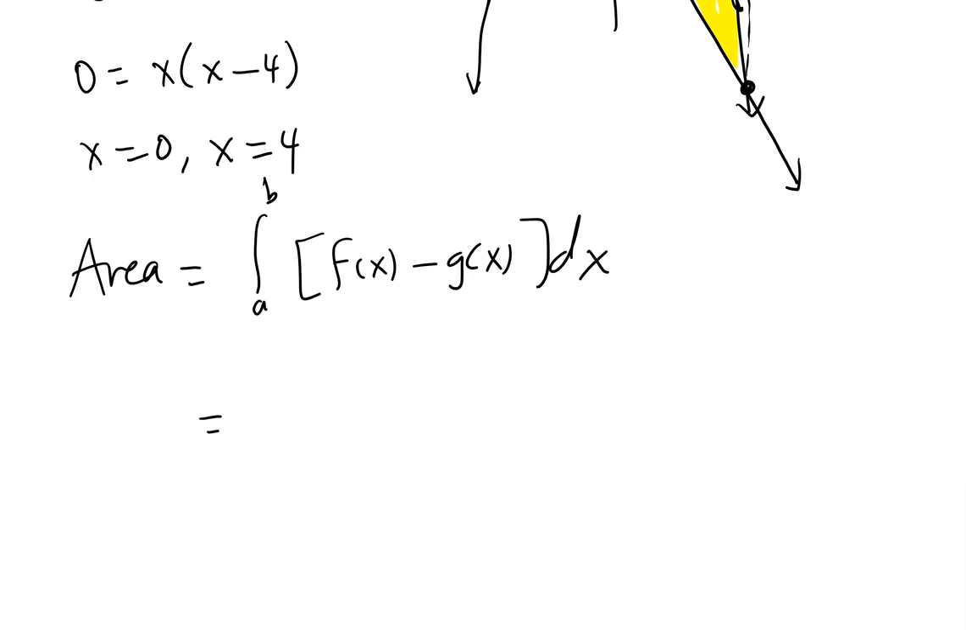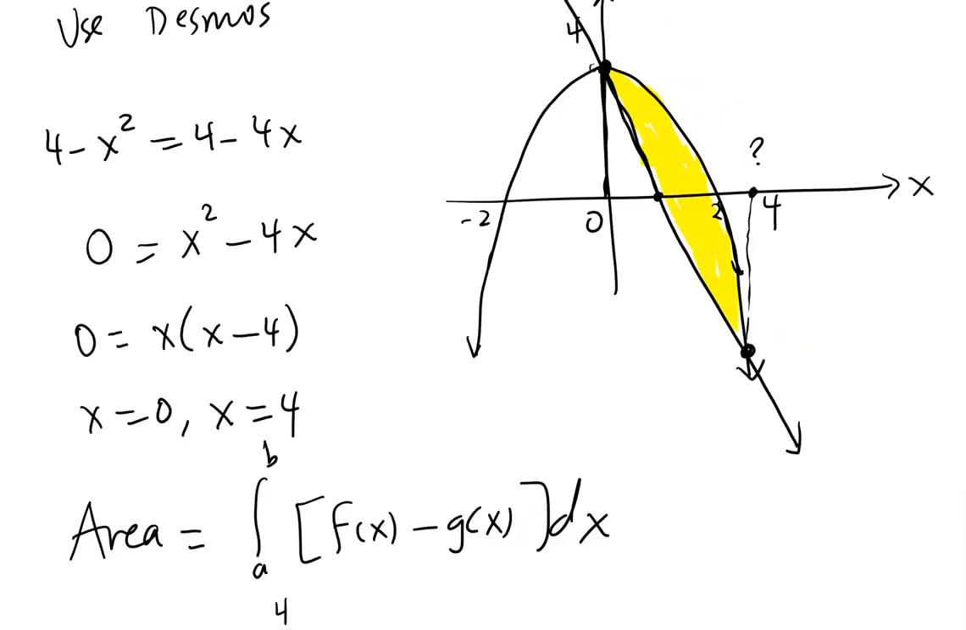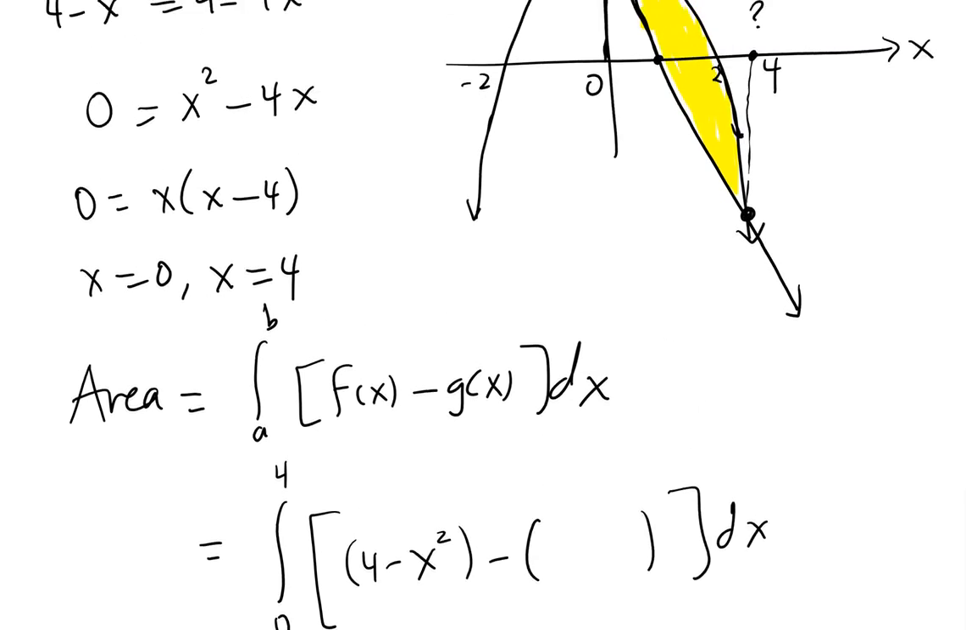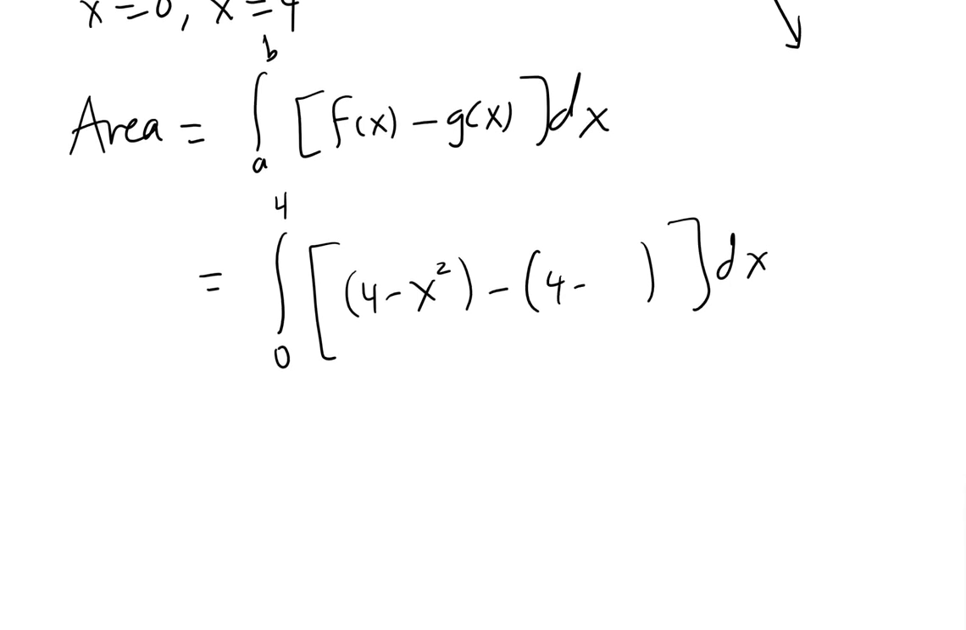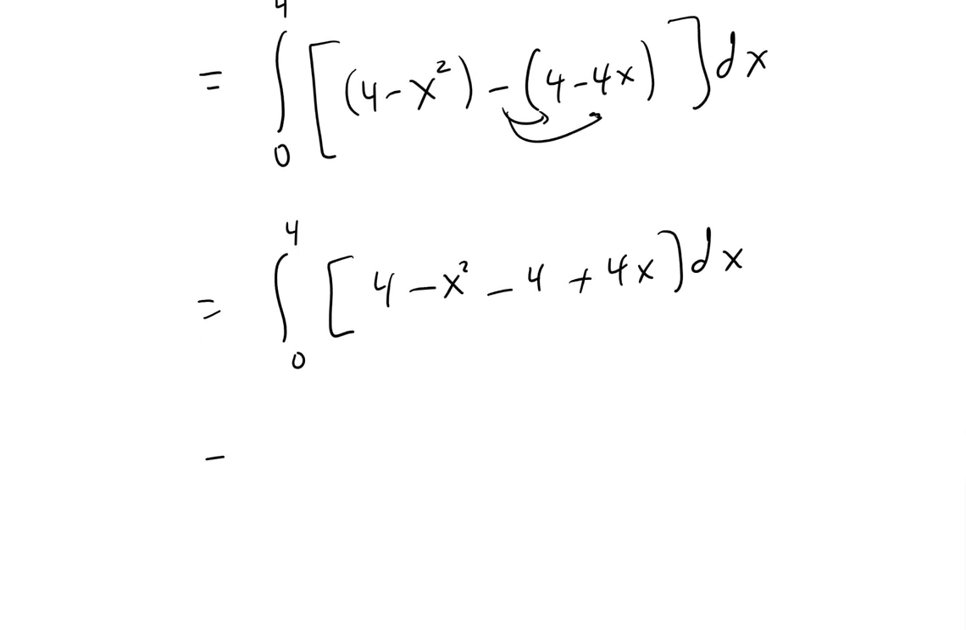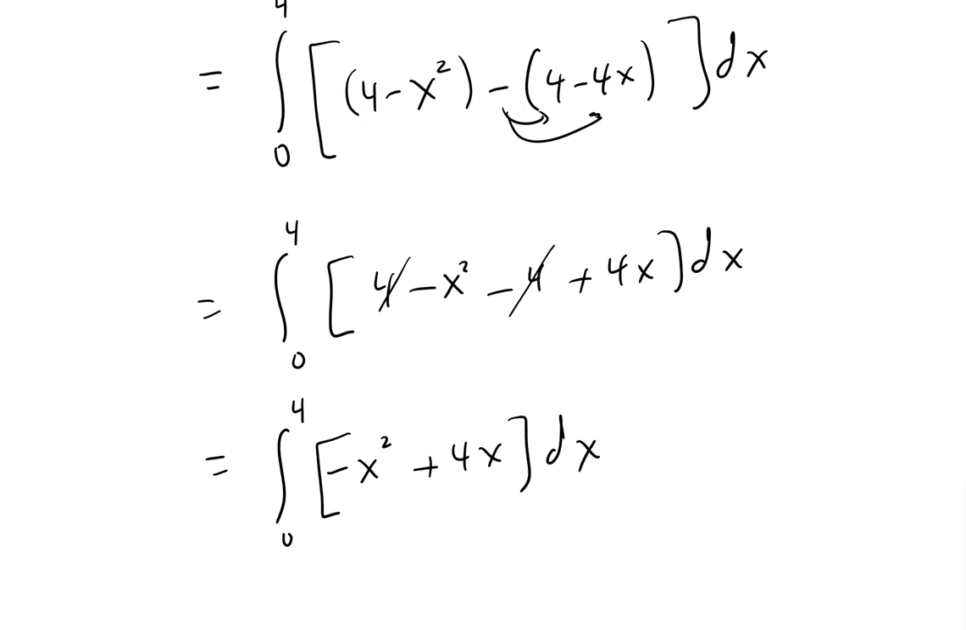Okay, so we go with the integral, as you can see, from 0 to 4. What's f of x? f of x is the higher one, the 4 minus x squared, minus the lower one, which is 4 minus 4x. So 0 to 4, 4 minus x squared, multiply the negative in, minus 4 plus 4x dx. Then we combine like terms: the negative x squared stays, these cancel out, plus 4x dx.